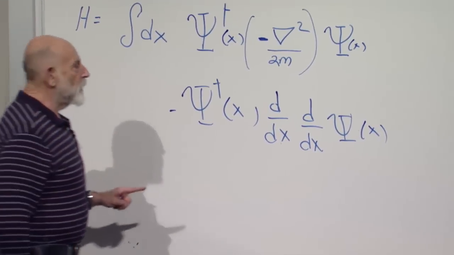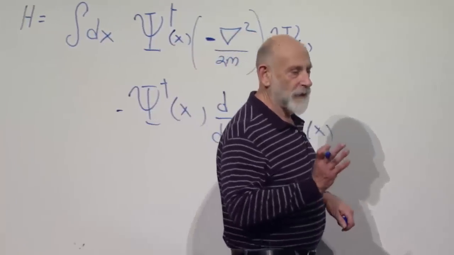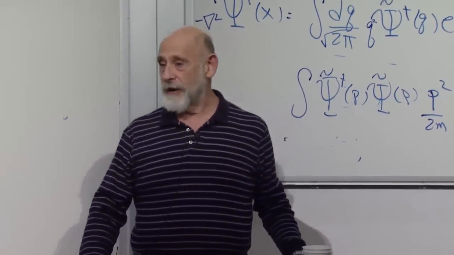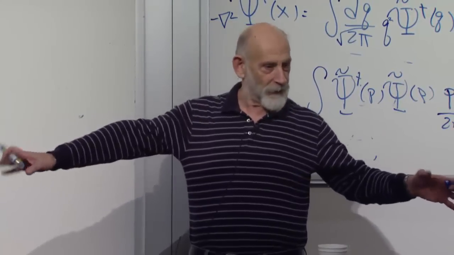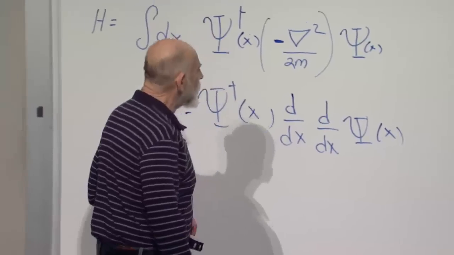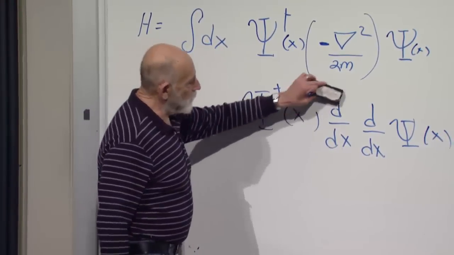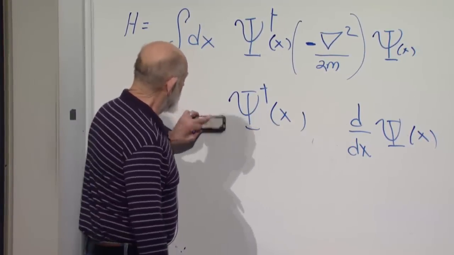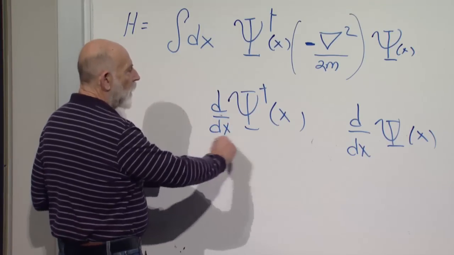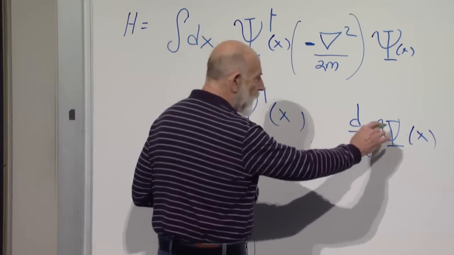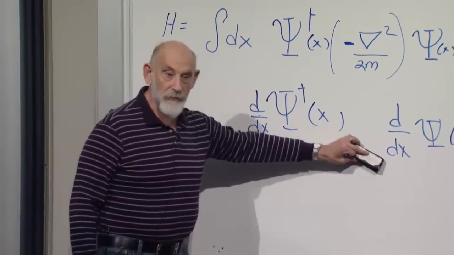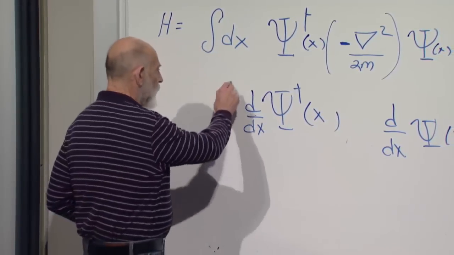But what do you have to do when you integrate by parts in addition to taking the derivative and shifting it to the other factor? Change the sign. You also have to worry about edge effects, but we won't worry about that now. So you can rewrite this as d by dx of psi dagger times d by dx of psi. And now this is just a square of something, and it's positive, integrated dx.